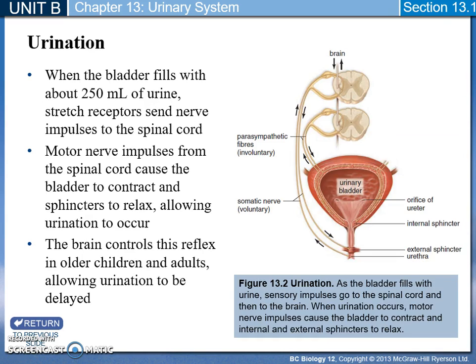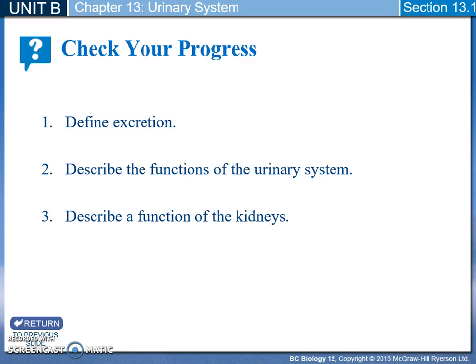With urination, when the bladder fills with about 250 milliliters of urine, the stretch receptors send nerve impulses to the spinal cord, which in turn causes motor nerve impulses from the spinal cord, which cause the bladder to contract and the sphincters to relax, which allows urination to occur. The brain controls this reflex in older children and adults, allowing urination to be delayed. So that's the beginning of the urinary system, and we will continue that with the next couple of videos.